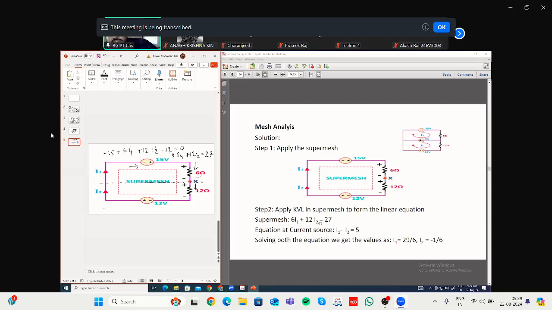Now there were two meshes. You have already removed the distinction. Two things have merged, so there was a single super mesh. You have written the KVL equation for the super mesh. The work is done. Now you have to write the relation between I1 and I2. Definitely there are two unknowns, one equation, so you will not be able to find out the value of I1 and I2. So you need at least another equation. That is, what is the relation between I1 and I2?